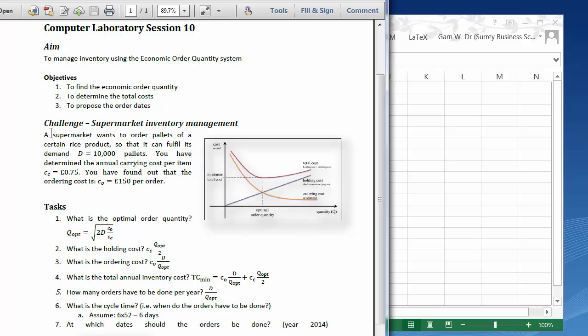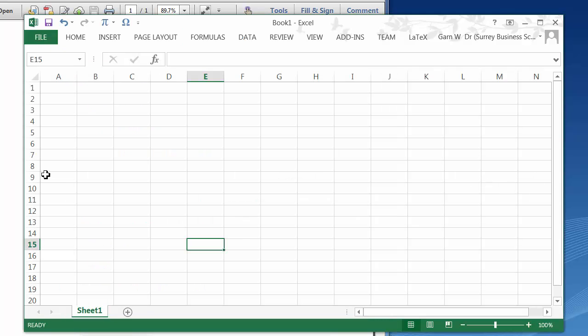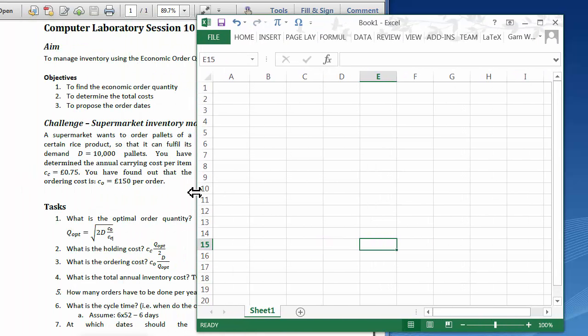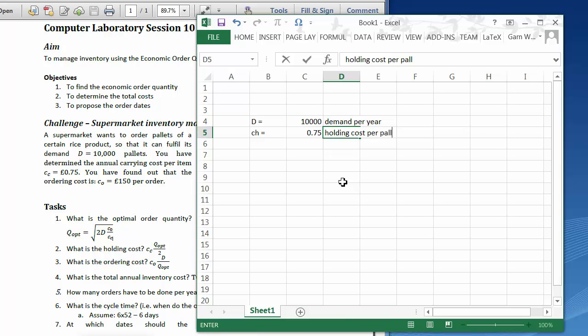In the previous tutorial I introduced the specifications, now we are going to implement that actually, so let's go to the blank Excel sheet and enter the important information. Demand is 10,000 pallets, so that's the anticipated demand per year, and we have determined the holding costs are 75 pence per pallet, so holding cost per pallet per year, and the ordering costs, so per order independent of the number of orders, is 150 pounds.